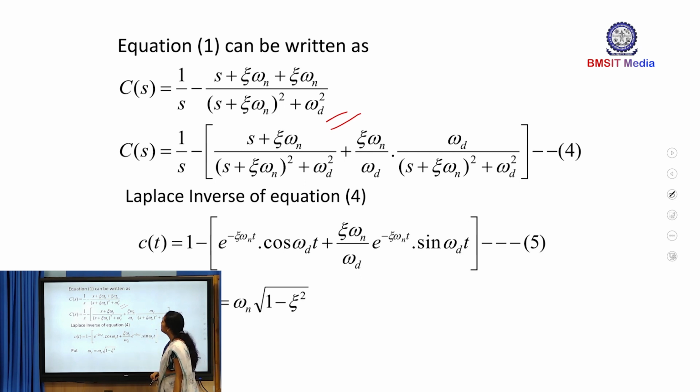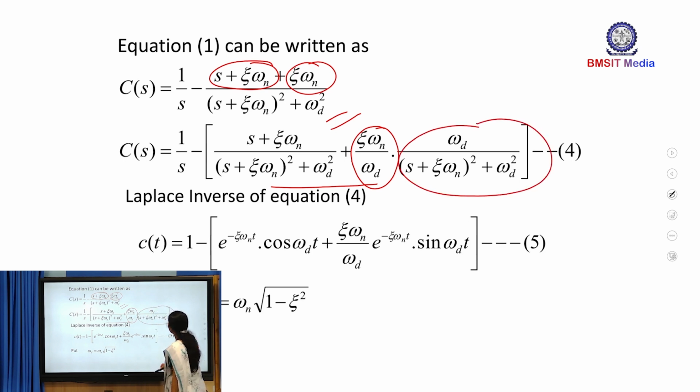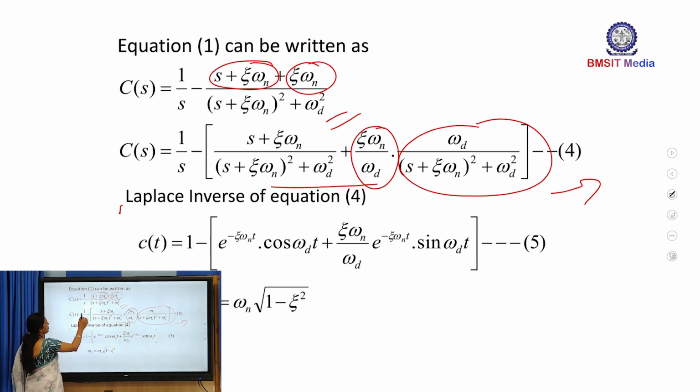Now what am I doing in this new equation is s plus zeta omega n, one term I am keeping as it is, plus zeta omega n term I am keeping as it is. Then omega d divided by s plus zeta omega n square plus omega d square is the term which was left out. So I am going to write it as it is. Now what I do, this is my inverse equation. In this inverse equation, I am taking the inverse Laplace transform for that. When I take the inverse Laplace transform, 1 by s will be equivalent to 1.